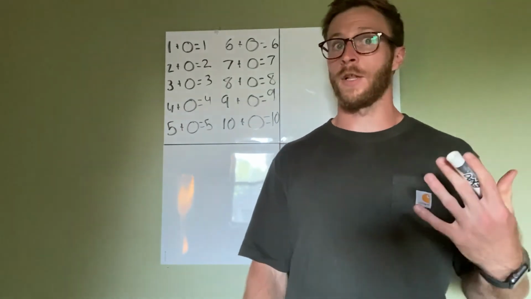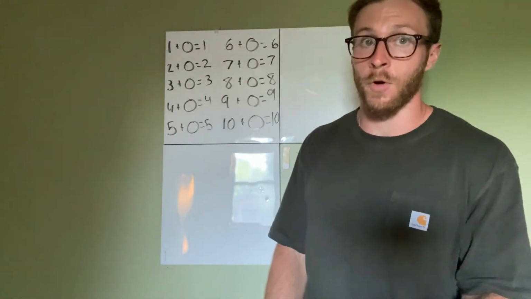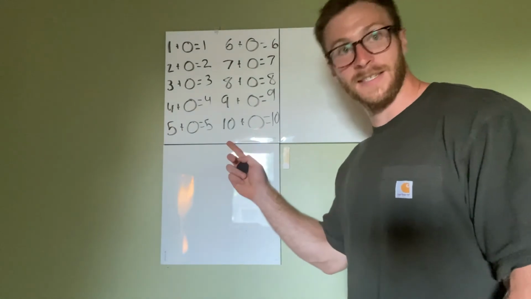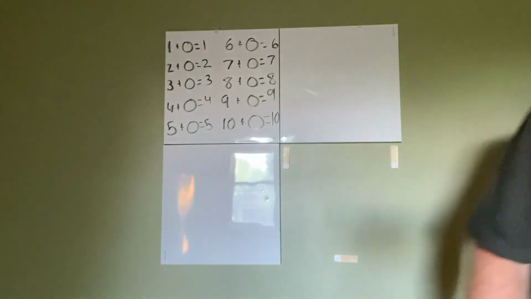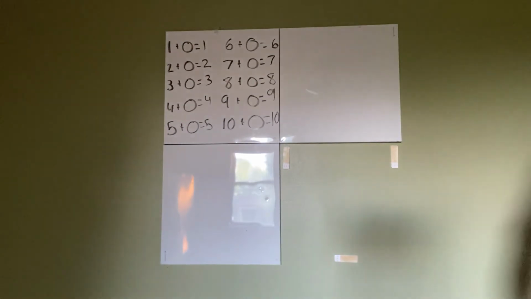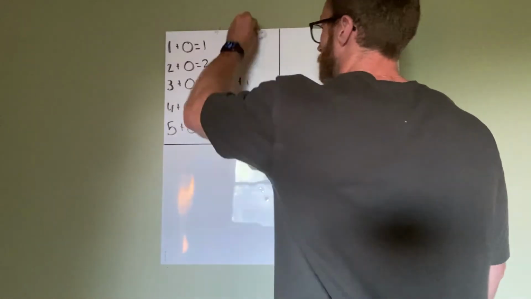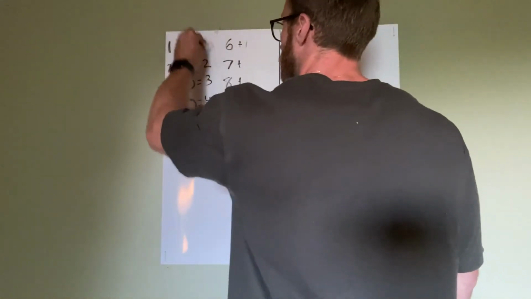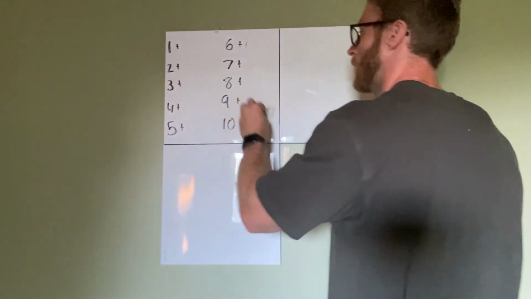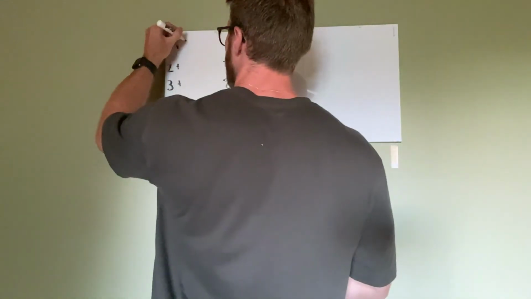Okay? So there's another pattern we learned. Any number plus 0 is going to be that number we started with. So 10 plus 0 equals 10. All right? Okay. Now I'm going to change it up a bit. So now we're not going to add 0. We're going to add 1.